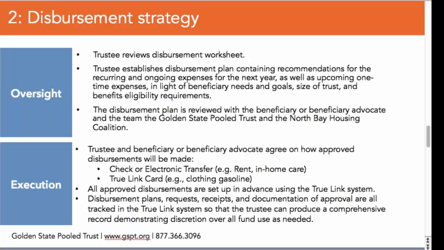And so then that disbursement plan is reviewed with the beneficiary or beneficiary advocate and put in place as the straw man. This is the plan, barring a change in events with the Golden State School Trust. So part of that happens at a high level, right? This is what we're going to spend the money on. But then there's an operational question about how those disbursements will actually be made: checks, electronic transfers, money on the TrueLink card for them to spend directly. So there's actually figuring that out, and then setting up all the approved disbursements in the TrueLink system.